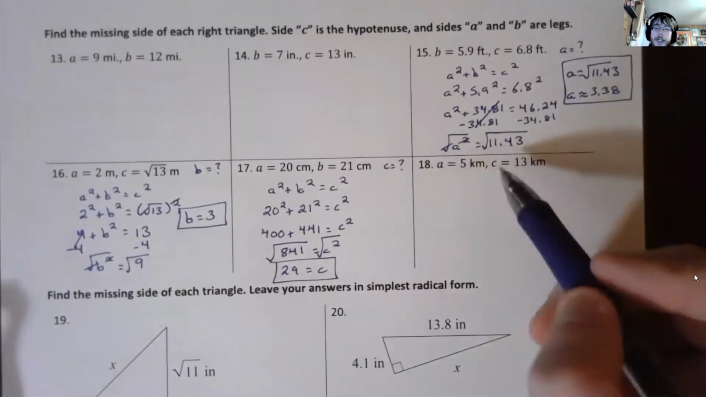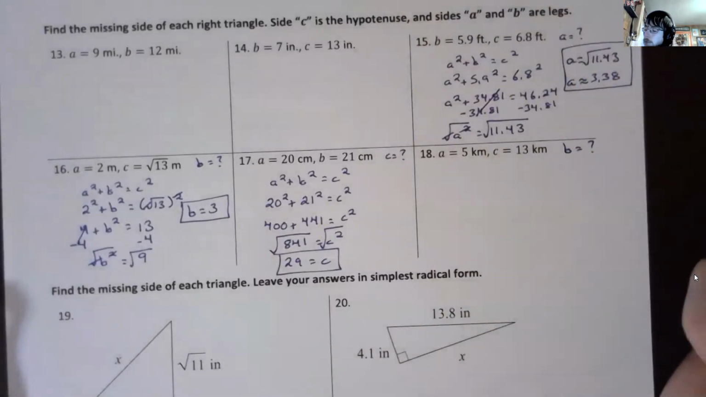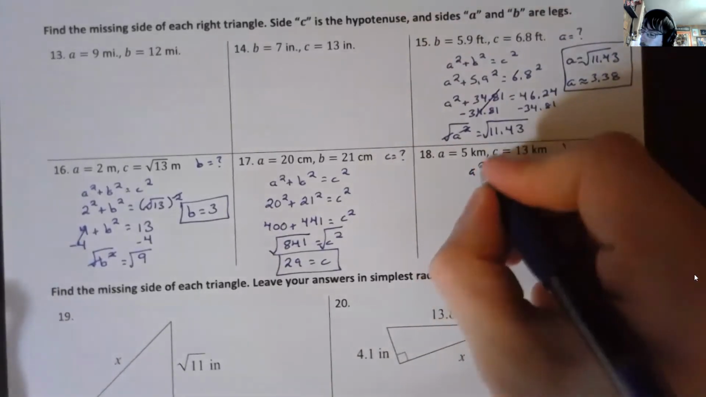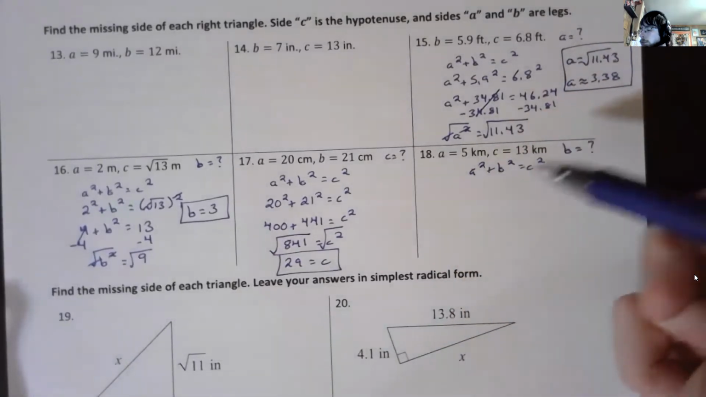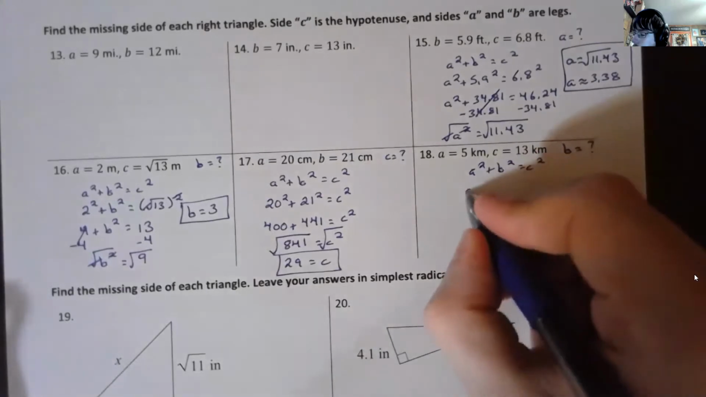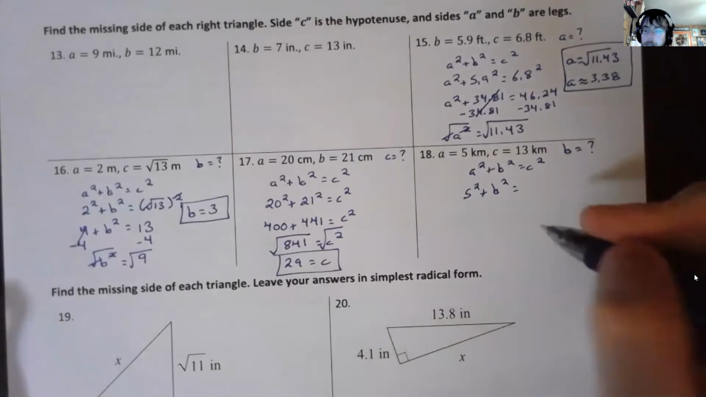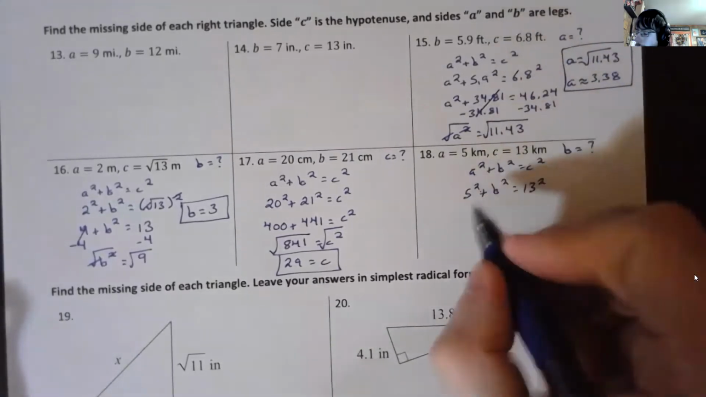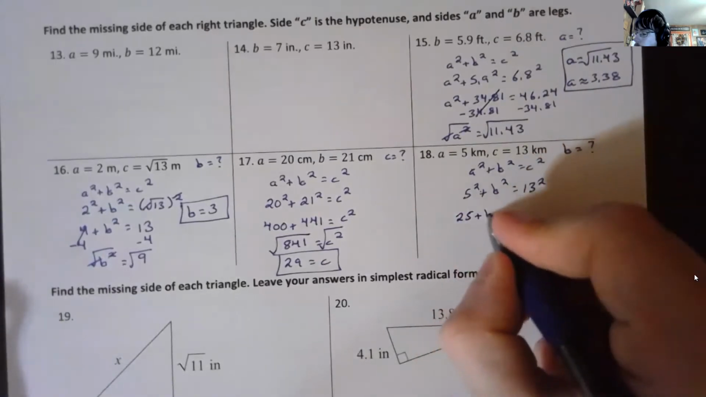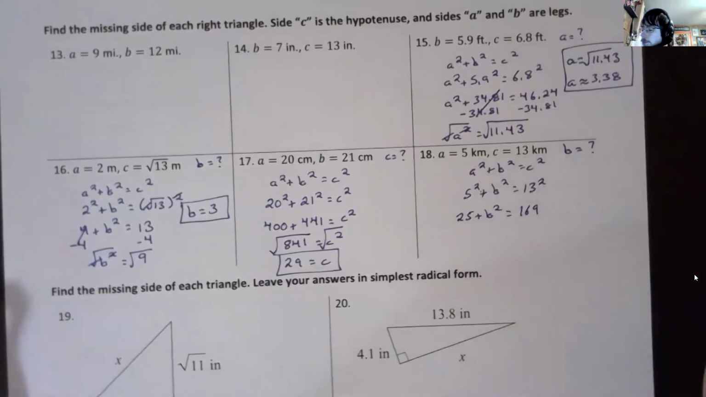In number 18, we have A equals 5 and C equals 13. So we're looking for B. We have A squared plus B squared equals C squared. A squared is 5 squared, we don't know what B is, and C squared is 13 squared. 5 squared is 25. The B squared drops down. And 13 squared is 169.